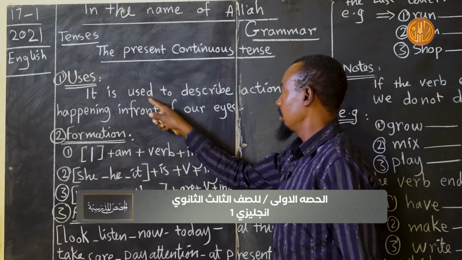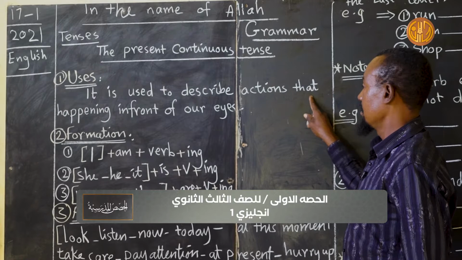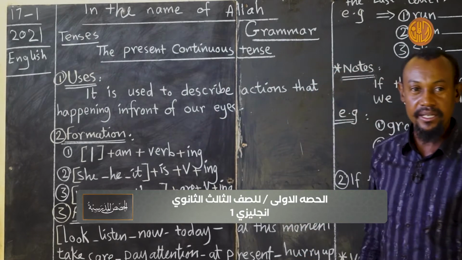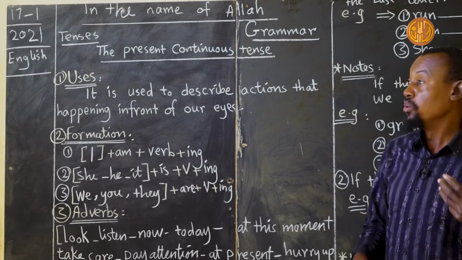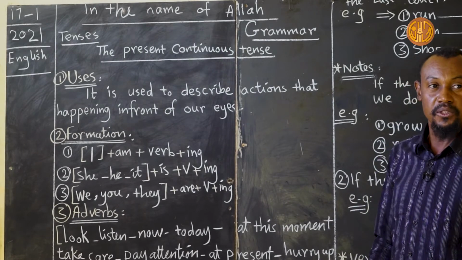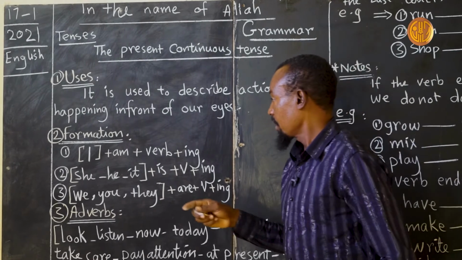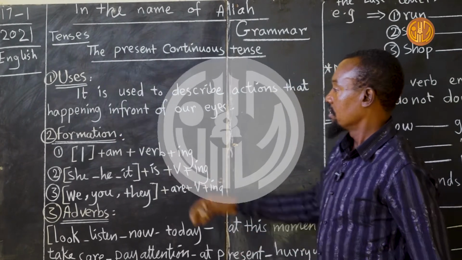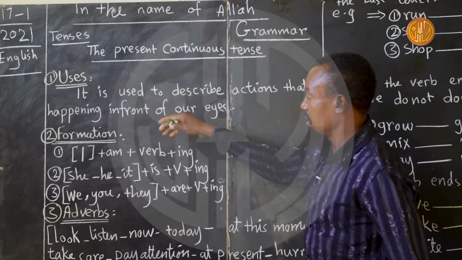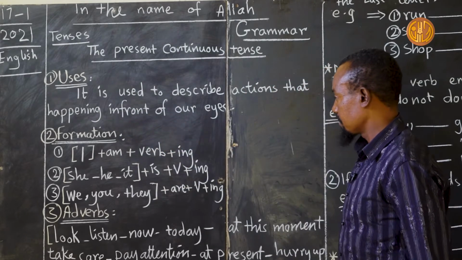It is used to describe actions that are happening in front of our eyes, as you look, or at the time of speaking, as you talk. The second step here is formation. This is very important, the formation of the present continuous tense.